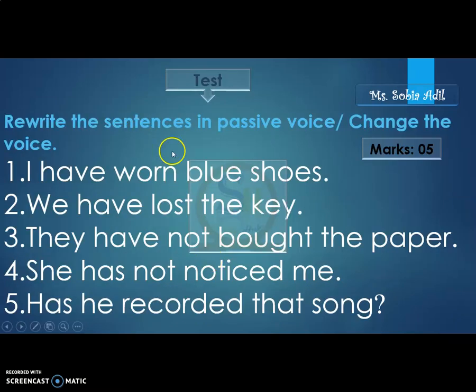Next one is a test for you. Yes, it is of 5 marks. Let me read it for you. Rewrite the sentences in passive voice, or you can say change the voice, from active voice into passive voice. Number one is: I have worn blue shoes. Number two is: we have lost the key. Number three is: they have not bought the paper. This one is the negative one. Number four is: she has not noticed me. Number five is an interrogative one: Has he recorded that song? Question mark, right? So these are the 5 sentences you need to change from active into passive voice, right?